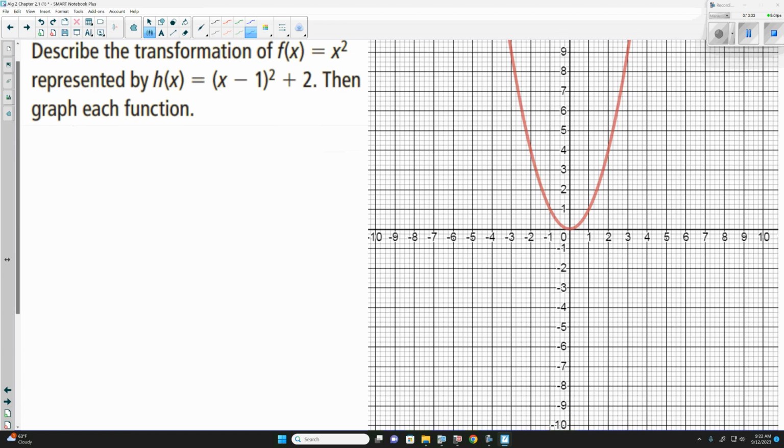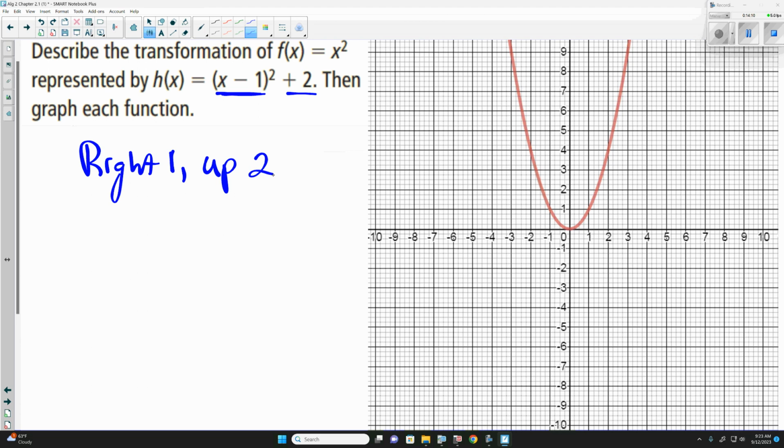h of x equals (x minus 1) plus 2. What does the x minus 1 tell us? Oh, wait a minute. Never mind. So right 1, yes. Up 2, yep. So inside the parentheses is the opposite of what we think.